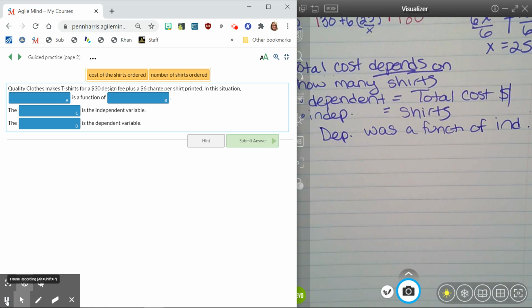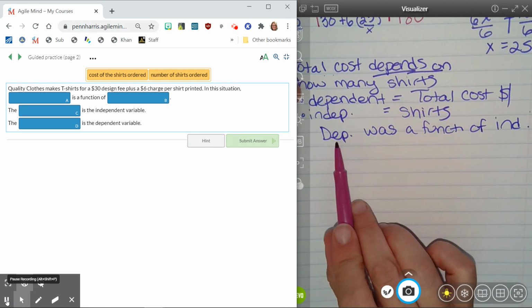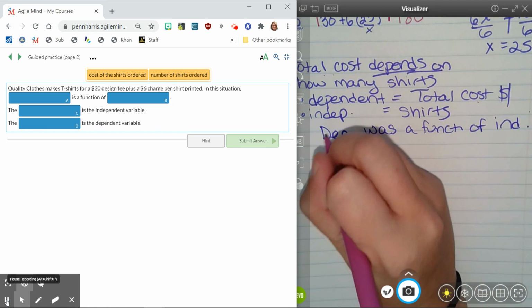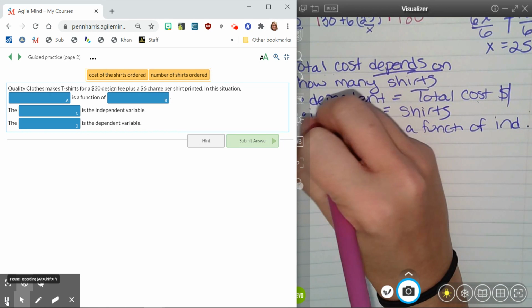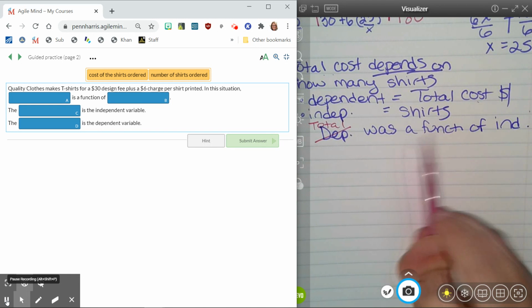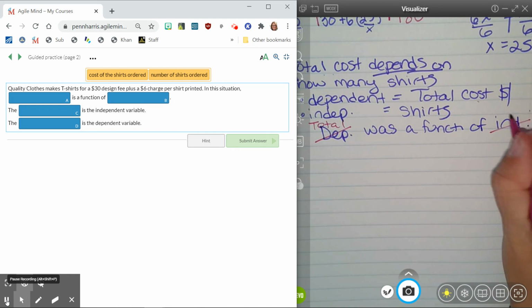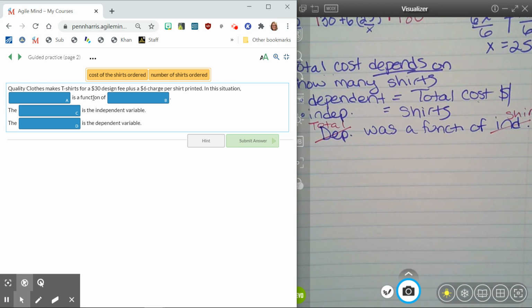So because I said dependent was total cost, I'm going to cross that off and say total cost is a function of my independent, the shirts. And now we can go fill in our blank up here. In this situation, our total cost of the shirts ordered is a function of the number of shirts we ordered. And with this, we can say our shirts are independent and the cost is dependent. Cost depends on how many we order.